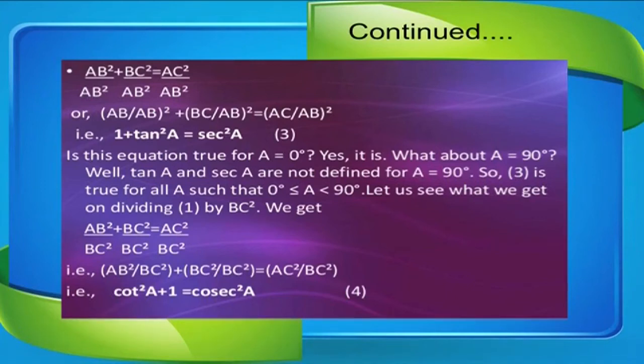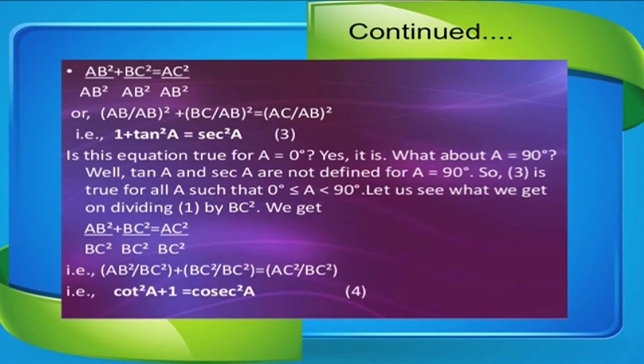Is this equation true for A equal to 0 degree? Yes, it is. What about A equal to 90 degree? Well, tan A and sec A are not defined for A equal to 90 degree. So equation 3 is true for all A such that the value lies between 0 degree and 90 degree, both inclusive.